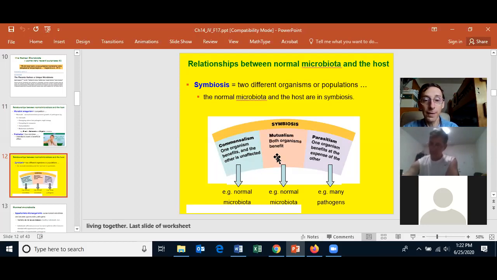That would be different than a mutualistic relationship where both organisms benefit. Like Staphylococcus epidermidis benefits because it gets a home, it lives on our skin. And then we benefit because Staphylococcus epidermidis makes the skin more acidic and will compete with other pathogens on the skin, such as Staphylococcus aureus. So that is a mutualistic relationship. Any question about that?